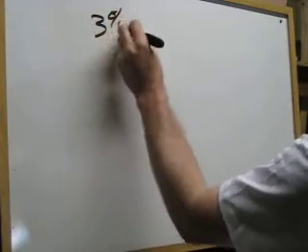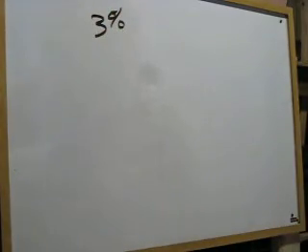Alright, let's look at example 4 having to do with commission, because lots of people work on a commission basis, which means that their earnings are a percent of the amount that they sell. So if you sell cars or if you sell houses, you're working on a commission where you make a certain percent on what you sell.